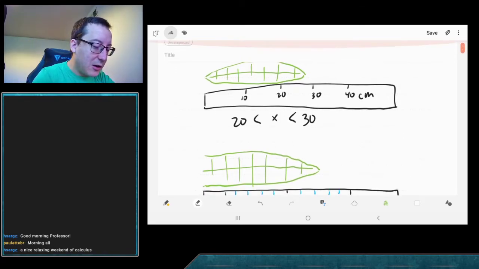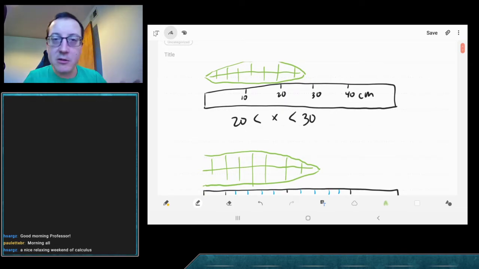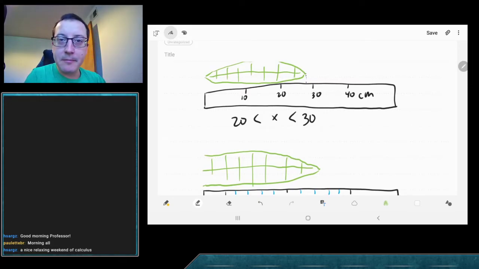If we look further, we can say, okay, this one is closer to the 30 side than the 20 side. Let's see if we can't figure that out. If you look, yeah, it's definitely closer to 30. But since we don't have any further marks to guide us as to more specific numbers, we're going to just take a guess here.